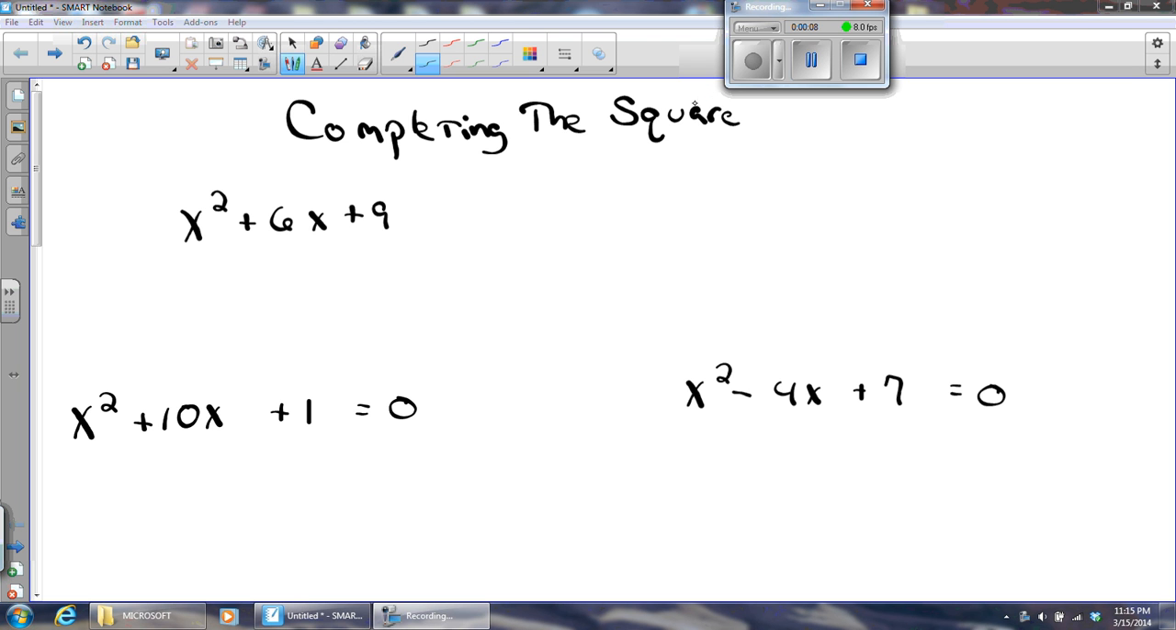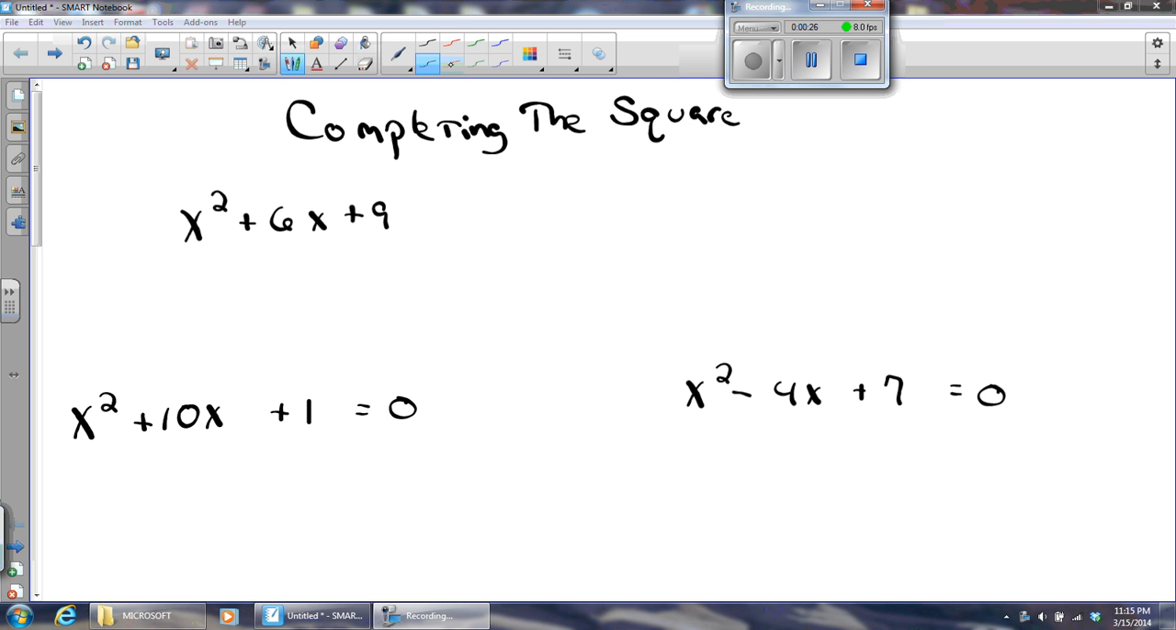What the heck is completing the square? Well, it's kind of cool, and actually it has everything to do with what we're doing right now. It may not seem so obvious at first, but trust me, after a couple examples, you're going to go, oh, this is kind of neat, and it totally applies with graphing quadratics.